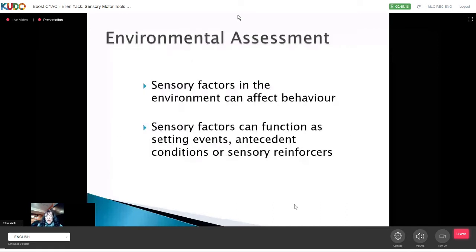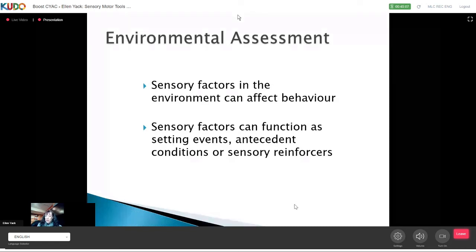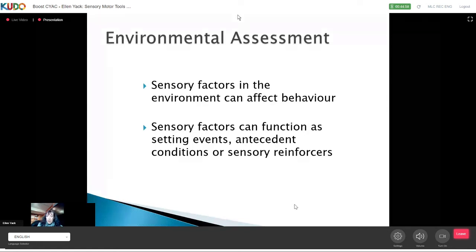Providing an environmental assessment is also important because we have to understand the sensory factors in the environment that can affect behavior. And sensory factors can also function as setting events or antecedent conditions or sensory reinforcers. So you all know that certain environments for someone who has a trauma history can trigger very negative experiences. So part of our role in working with these individuals is really thinking about doing an environmental assessment to prevent those sensory factors that can trigger those experiences.